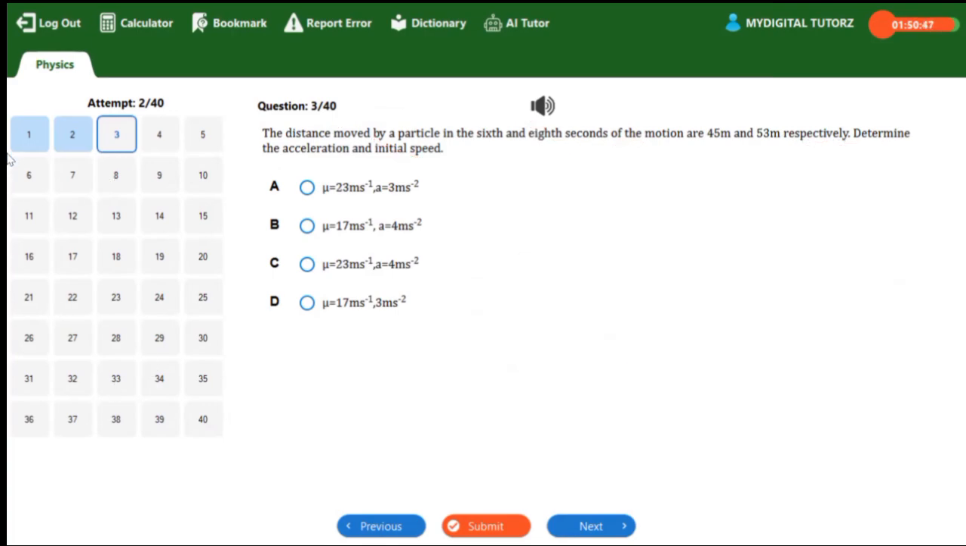says, it seems you're going to chop calculation plenty in this practice. So question 3 says, the distances moved by a particle in the 6th and the 8th seconds of the motion are 45 meters and 53 meters respectively. Determine the acceleration and initial speed. Okay, so this is motion under gravity. As you can see, solution.